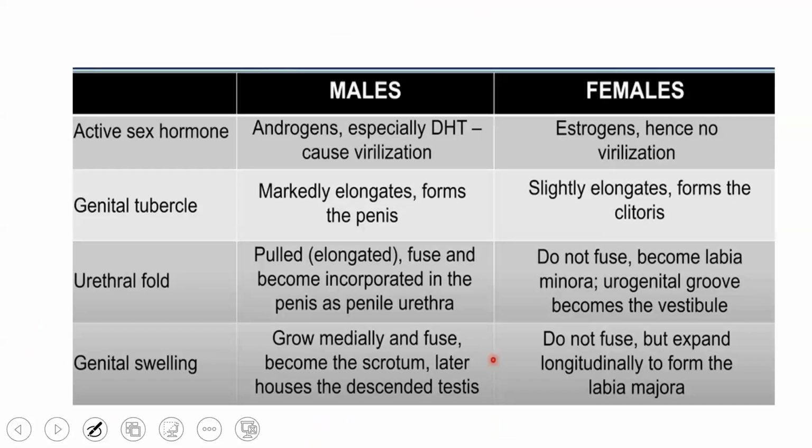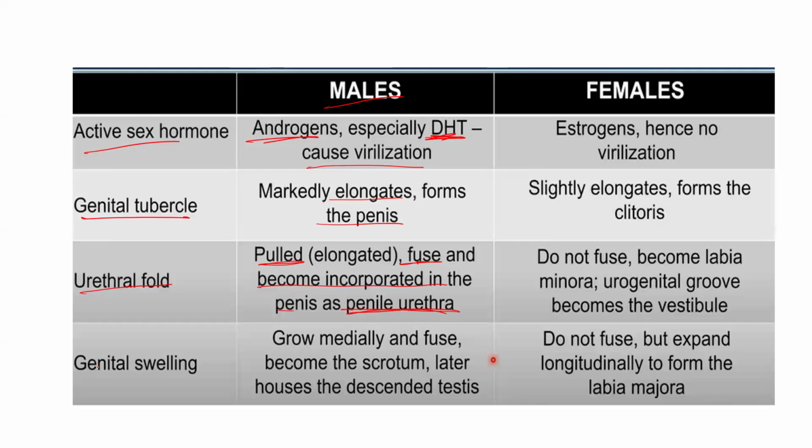Okay, so in simple words, in males, the active sex hormones are androgens, especially dihydrotestosterone, DHT, which causes virilization, male patterning. The genital tubercle will elongate and form a penis. The urethral fold will be pulled, fuse, and become incorporated in the penis as the penile urethra. The genital swellings will also grow medially, fuse and become the scrotum. And now this will house the descended testes.